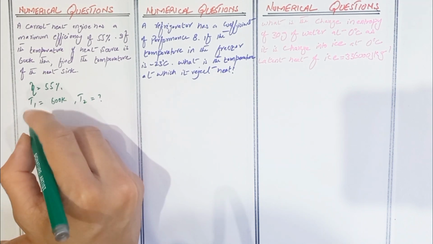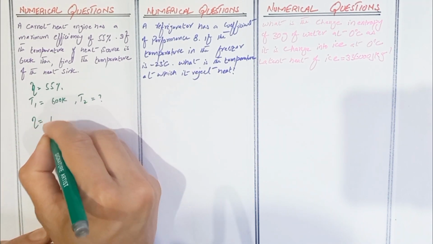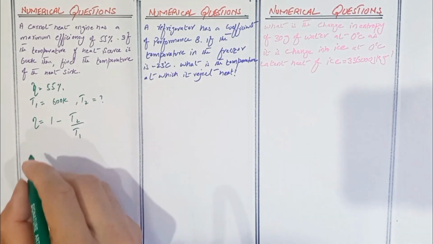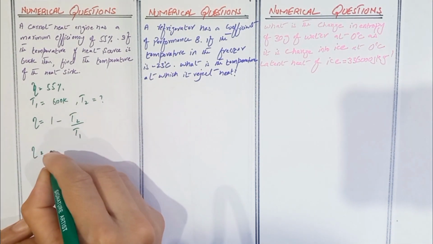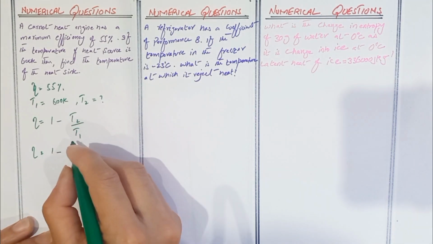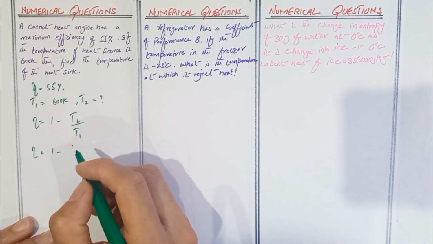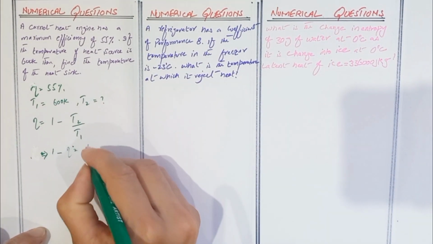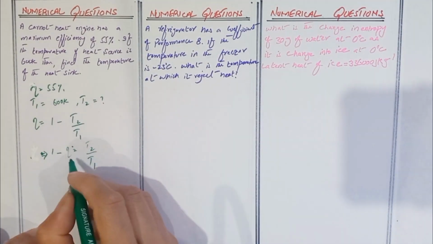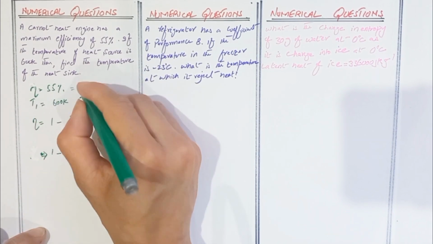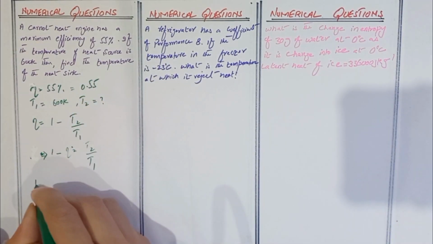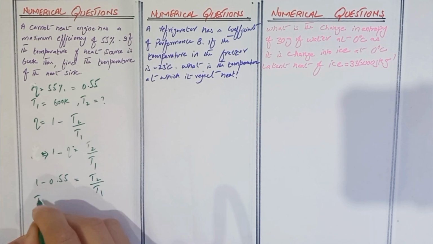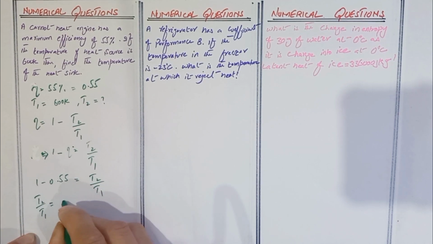So we know the formula of efficiency is equal to 1 minus T2 over T1. Here T2 is to be found. So here we write 1 minus eta is equal to T2 over T1. Value of eta, if efficiency is 55%, then we can write 0.55. So 1 minus 0.55 is T2 over T1. So here T2 over T1 is equal to 0.45.